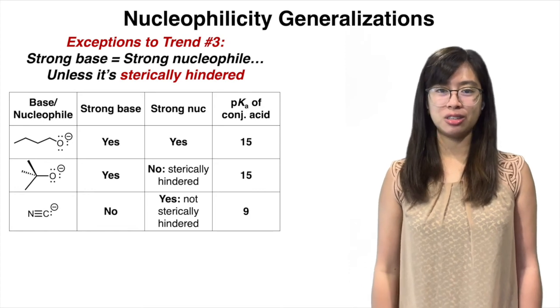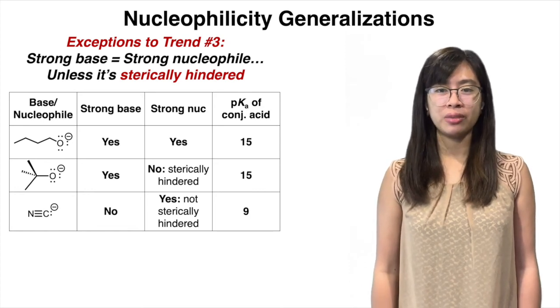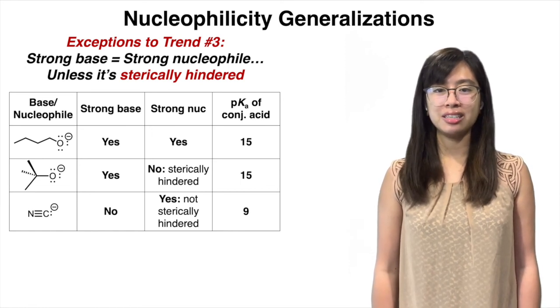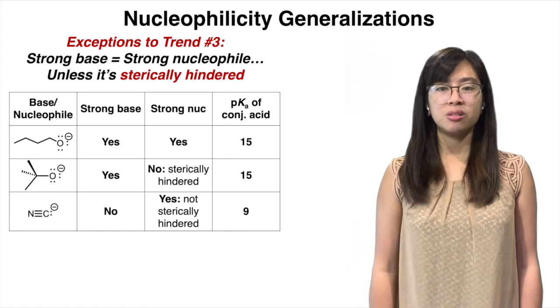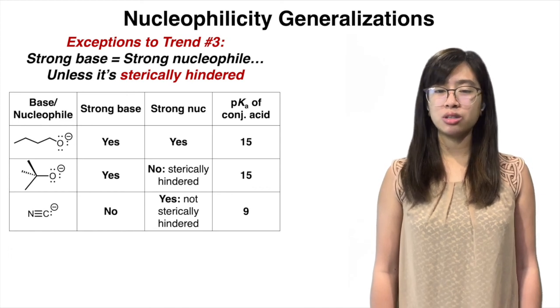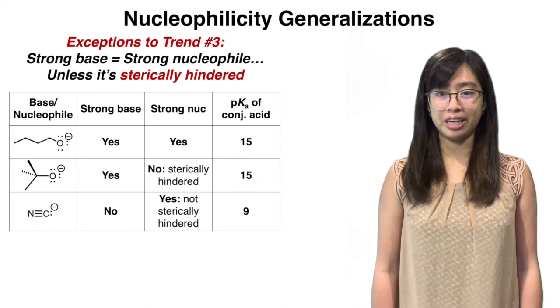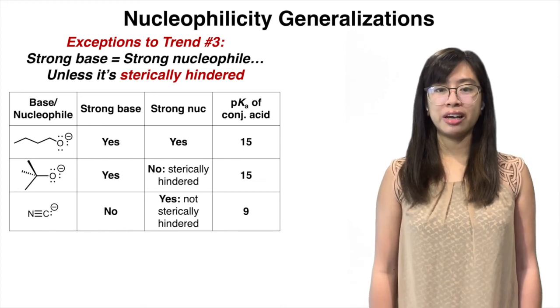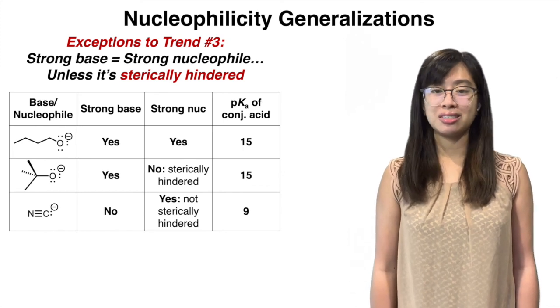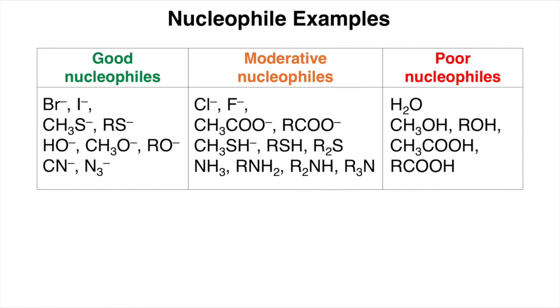In this chart, we've listed 3 bases and nucleophiles to compare. The top butoxide ion is both a strong base and a strong nucleophile, as indicated by its pKa value. The middle molecule is called tert-butoxide ion, which is a strong base, but it's not a strong nucleophile because it's sterically bulky. And the last molecule is a nitrile ion, which is not a strong base, but it's a strong nucleophile because it's not sterically hindered. And with that, here's a table of good, moderate, and poor nucleophiles that you can print or screenshot for your reference.